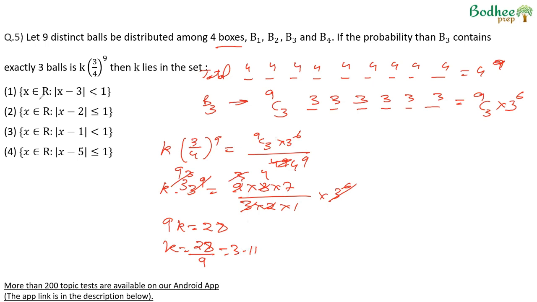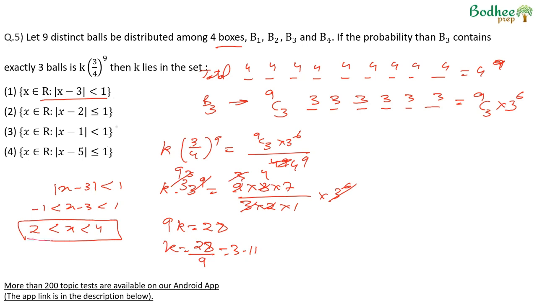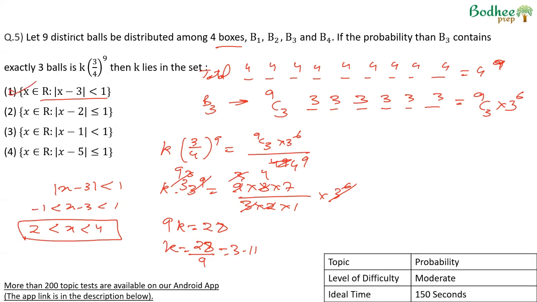K lies in which of the range? If you look at this, mod of x minus 3 is less than 1, which means minus 1 is less than x minus 3 is less than 1. Add 3, 2 is less than x is less than 4. We see that 3.11 lies in this range and therefore option 1 becomes my answer. Again, moderate level of difficulty. Calculation is a little tricky in this case, and we'll have to check with options. So about 2.5 to 3 minutes to attempt.